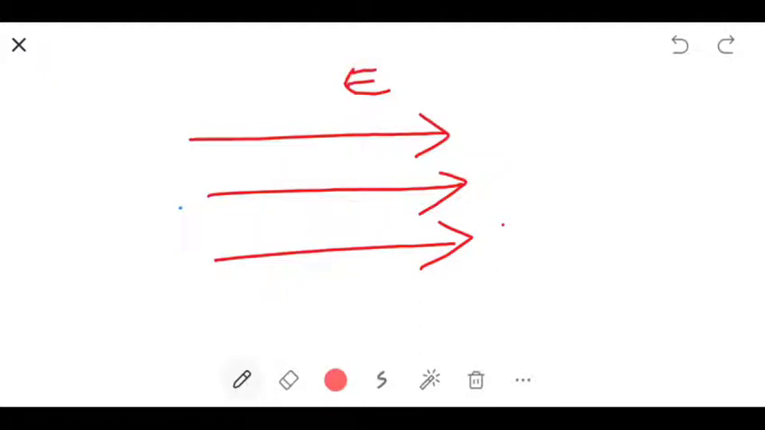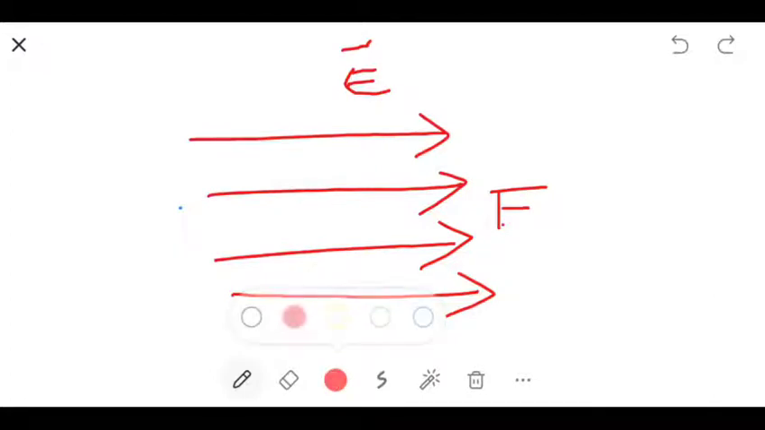Now we are going to discuss electric potential. When a test charge is placed, assume that the electric field is moving in one direction, which is also the direction of force. If a test charge, which may be a positive or negative charge, is free to move, it does move in the direction of the field.